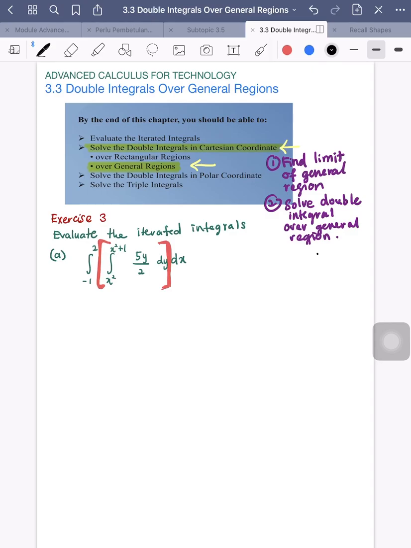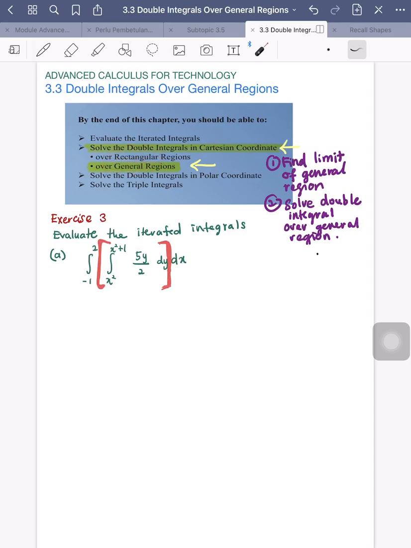So today I'm going to continue with subtopic 3.3, double integrals over general region. Previously, in the previous video, we learned how to solve double integral over rectangular region. In this video, we're going to learn how to solve double integral over general regions.